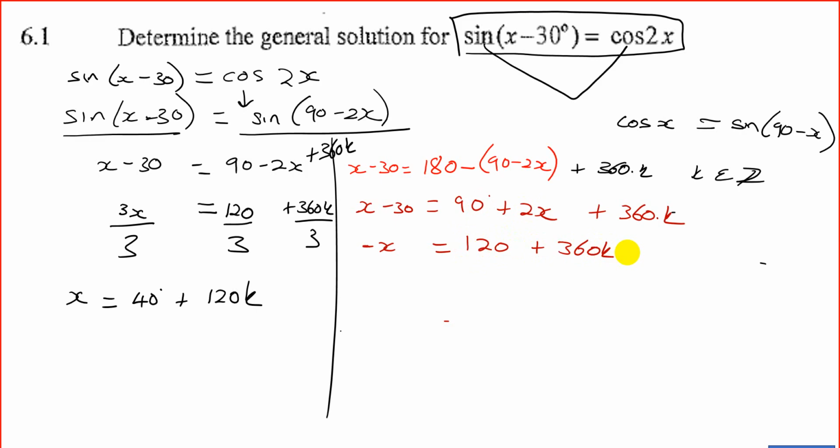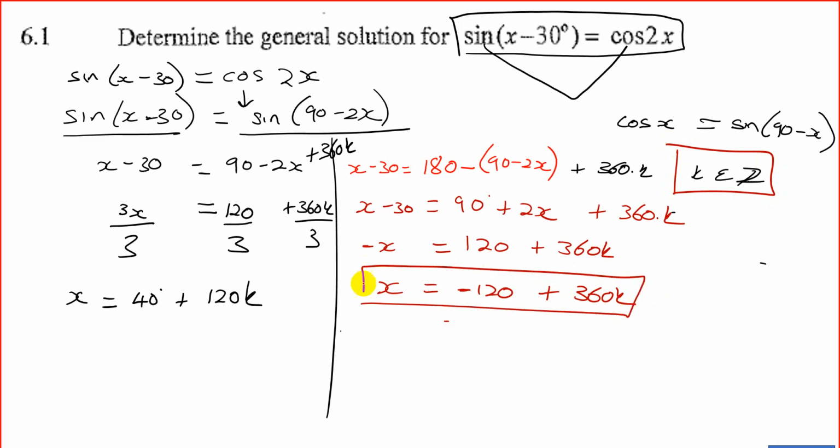And then we can divide by, or do a change of sign. And if we do a change of sign, we're going to end up with x is actually equal to minus 120 plus 360k. Since k is an element of integers, there's no need to change the 360k to a minus. And there we have our two solutions for a general solution.